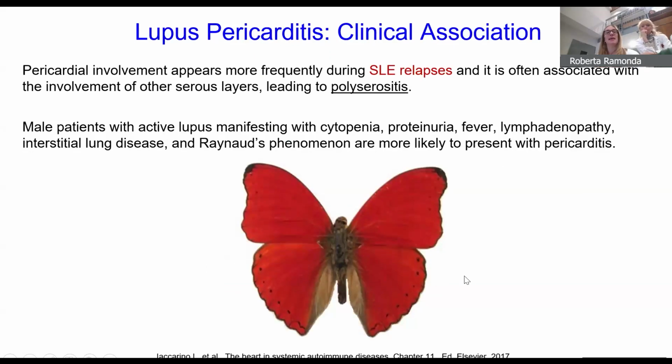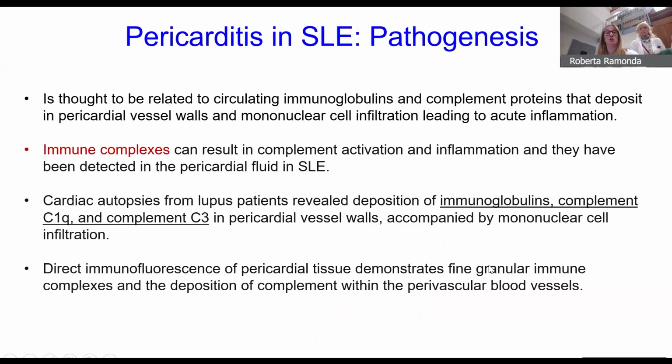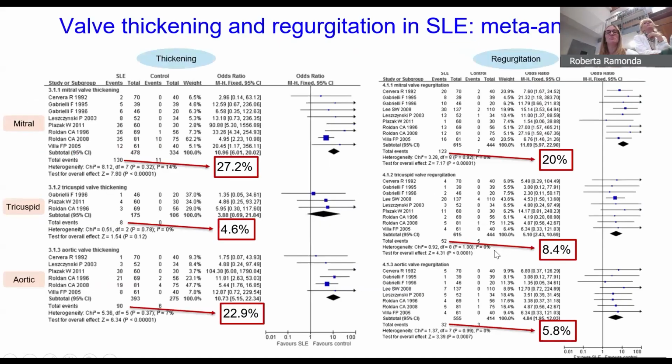And even in this case, this is a typical manifestation during an active phase of the disease, the so-called flare of the disease. And it is normally associated with pleurisy. That is another very frequent manifestation of these patients. Just like myocarditis, the pathogenesis is linked to the depositions of immune complexes with complement activation and systemic inflammation.